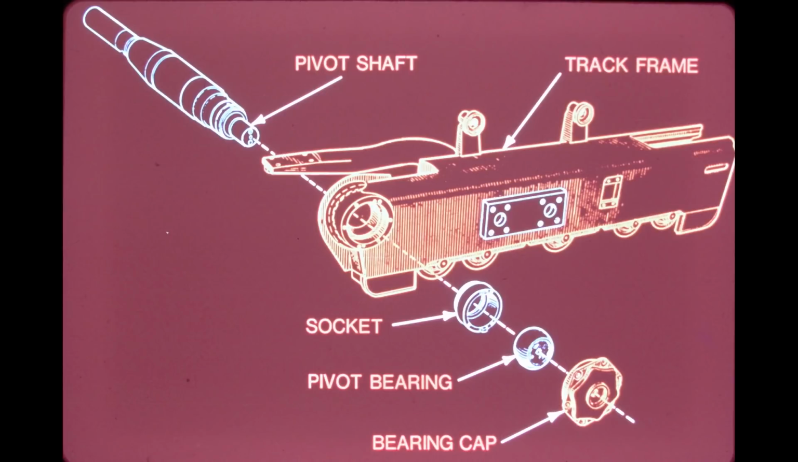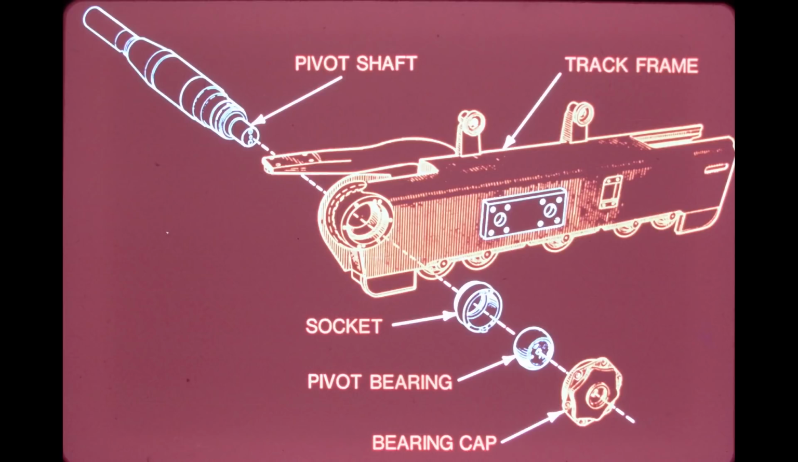This is a simplified view of the track frame to pivot shaft mounting on the TD25B and C. The track frame is first placed over the end of the shaft. The 25C incorporates a socket pressed into the frame, which forms half of the race for the pivot bearing. The track frame on the 25B is fabricated to form this half of the race.